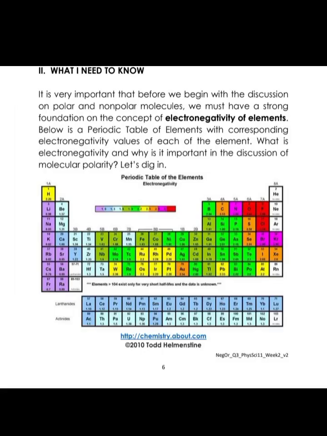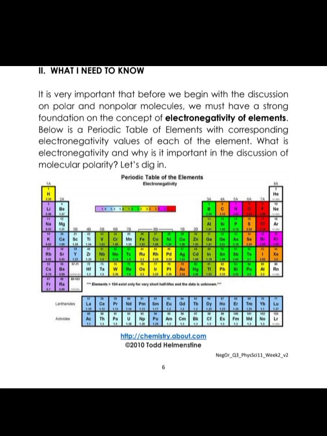Now, after we answer all the questions, let's start our discussion. It is very important that before we begin with a discussion on polar and non-polar molecules, we must have a strong foundation on the concept of electronegativity of elements. Below is a periodic table of elements with corresponding electronegativity values of each of the elements.